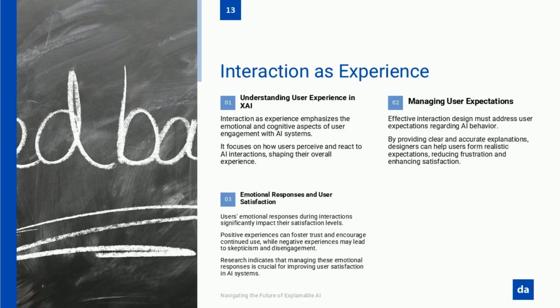Here's where it gets really interesting. Did you know that users' emotional responses during interactions significantly impact their satisfaction levels? A positive interaction, where explanations are clear, actionable, and empathetic, fosters trust and engagement. But a negative experience, confusing interfaces, vague explanations, or a sense of being manipulated, leads to skepticism and disengagement. Research shows that managing these emotional responses is crucial for improving satisfaction and trust in AI systems.